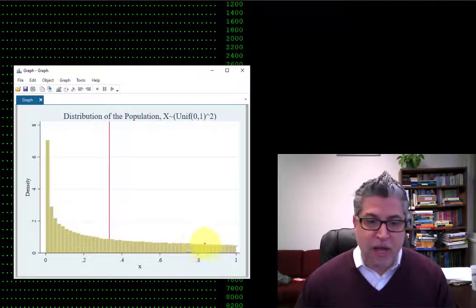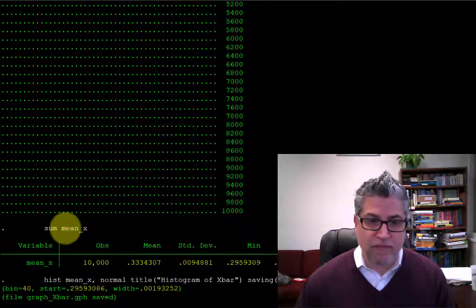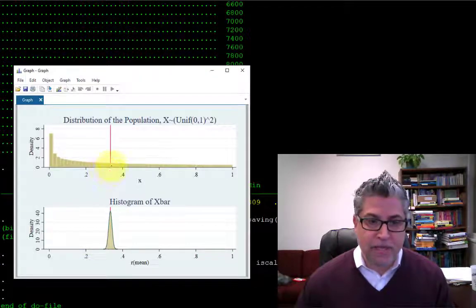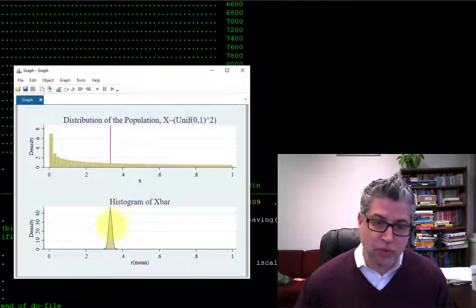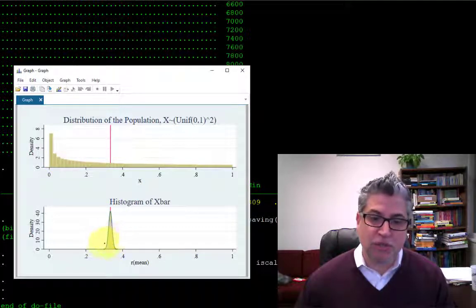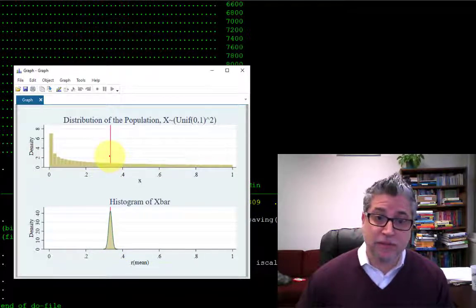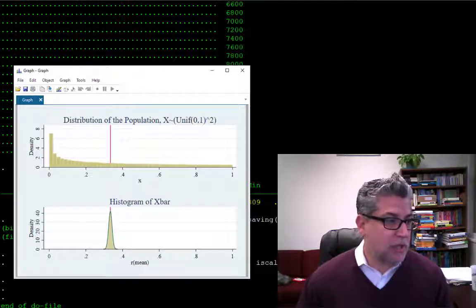So now my parent population is this weird looking fella. It's got a particular mean. But even though the underlying population is seriously skewed, the distribution of sample averages is normal. It's got a much smaller variance, and it is unbiased. We can keep doing this.